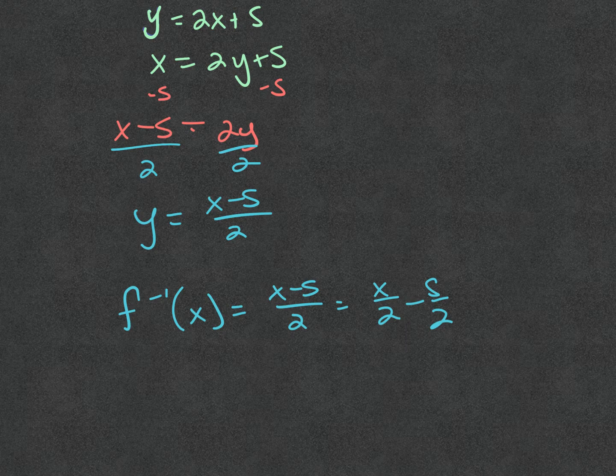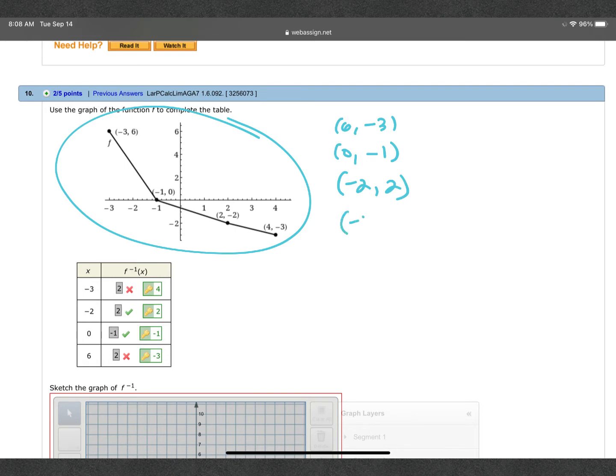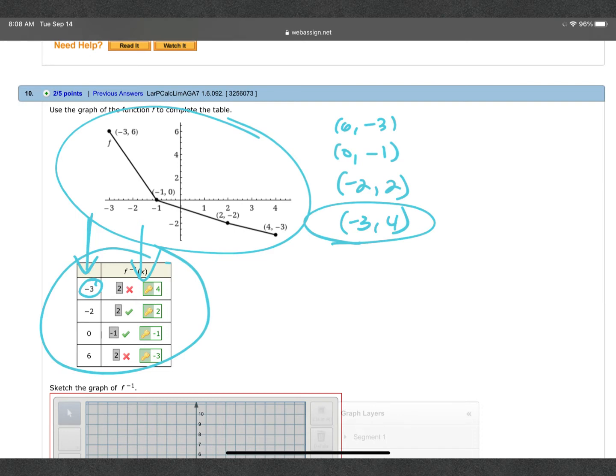How'd we do? Great. Okay, this, you're going to get mad because this is so much easier than it looks, but it is confusing. This was question 10, and a lot of people had questions on it. If I have an original function, which is this, and I wanted to find the inverse coordinate points, what do I do with those coordinate points? I switch them. So it'd be 6, -3, 0, -1, -2, 2, and -3, 4. Then this chart is saying, okay, if this is the x, find the new y that matches it. So -3 is here. The coordinate point that matches should be 4 once you switch it.